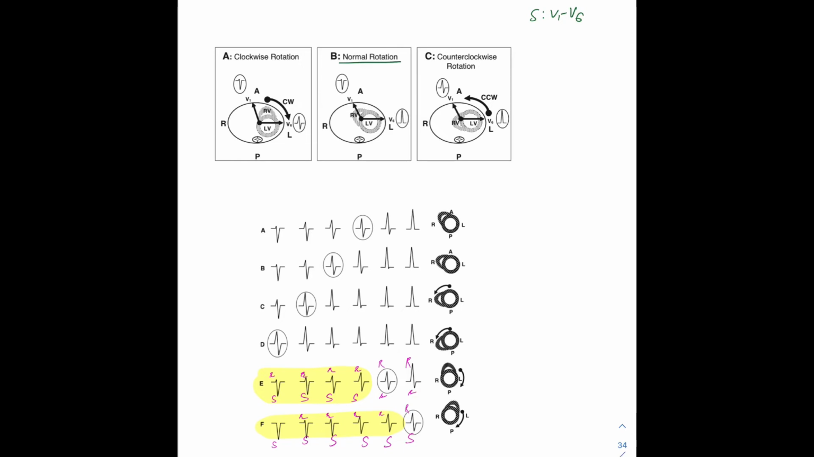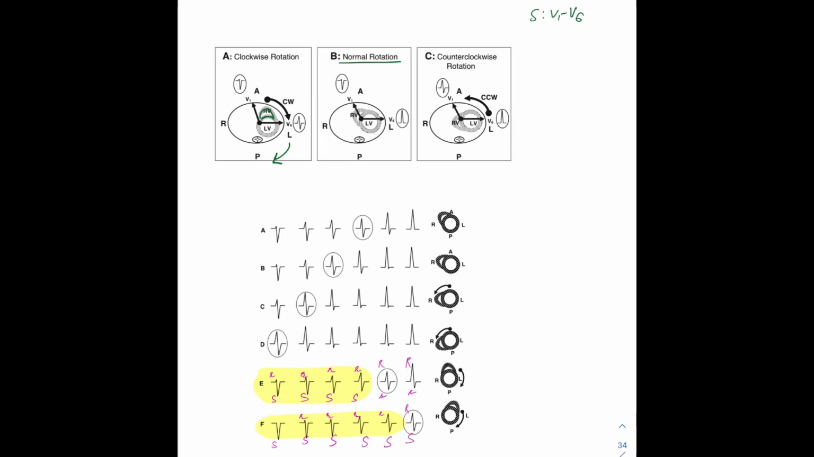So looking at this middle figure, you'll see that this is the normal rotation of the heart. In case of right ventricular hypertrophy, the right ventricle will become anterior to the left ventricle. Okay, and the transition zone will shift clockwise. Now why am I saying that it shifts clockwise?